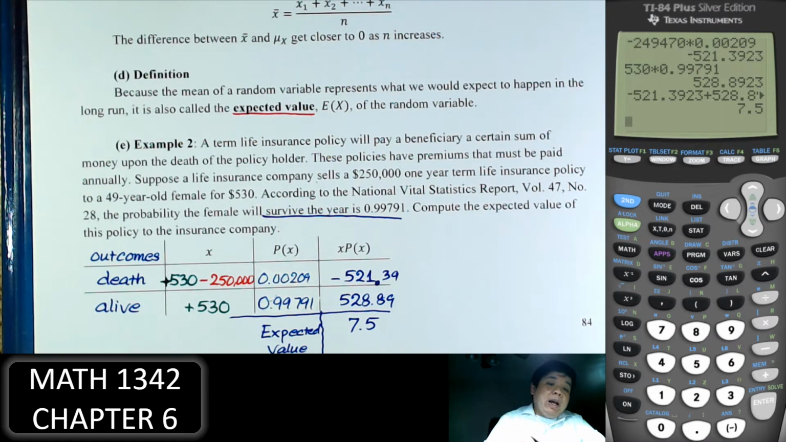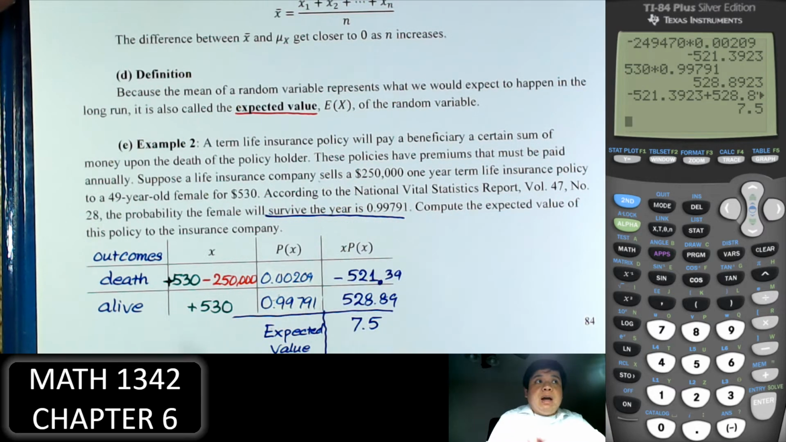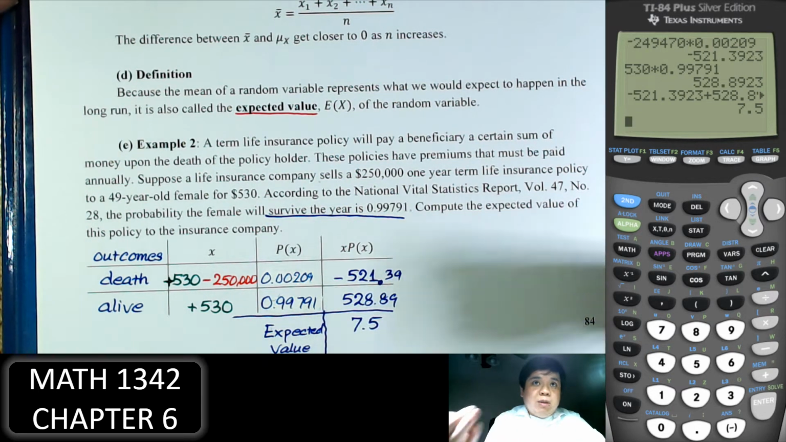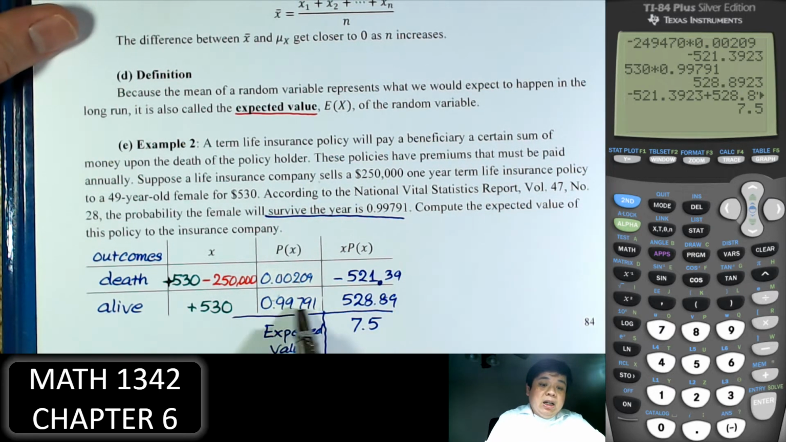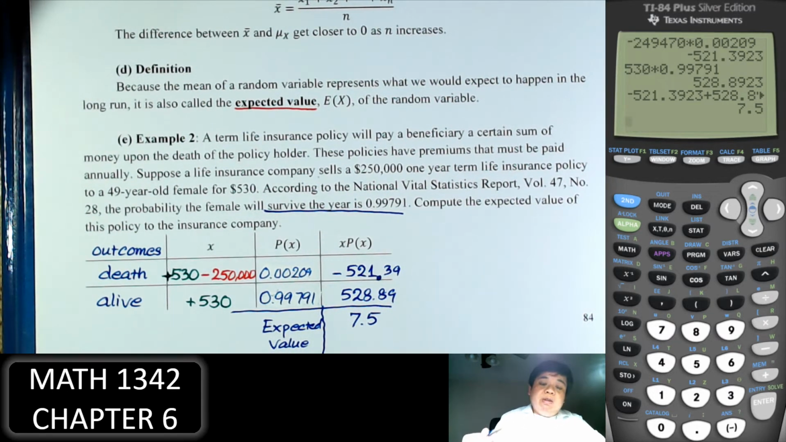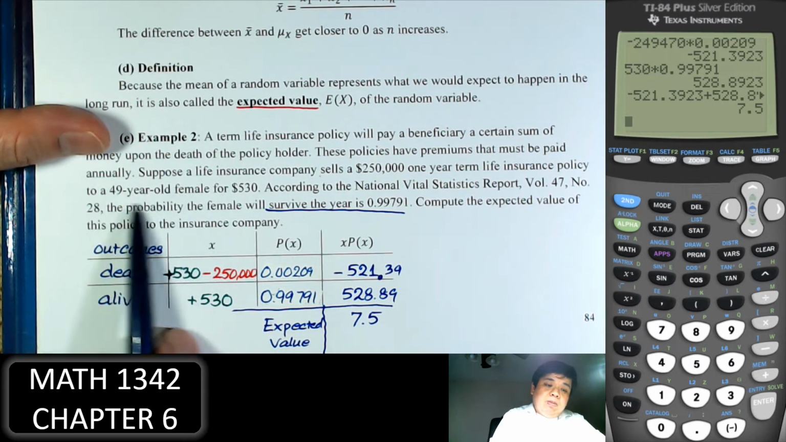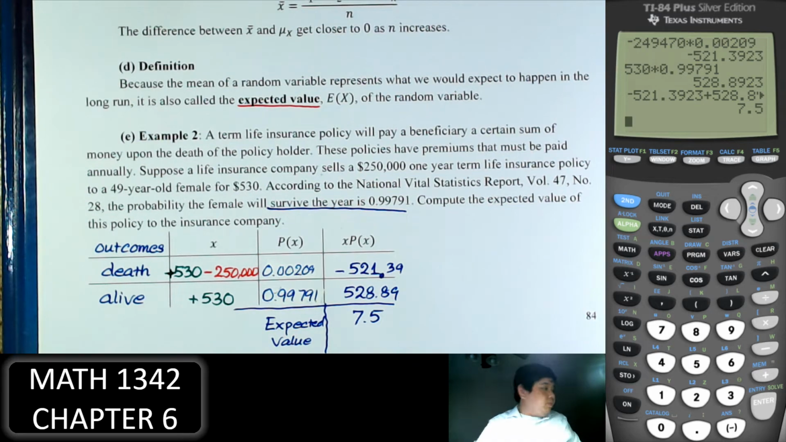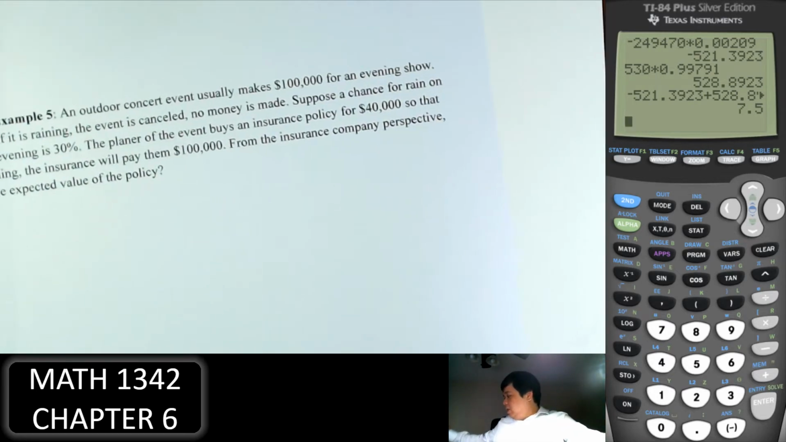But what they do when they make a policy is base it on the statistics of that person, the chance for that person to live or the chance to die. They choose something so that they can make a profit out of this, and it does. In this case, the profit will be $7.5 for this type of policyholder. Right, continue.